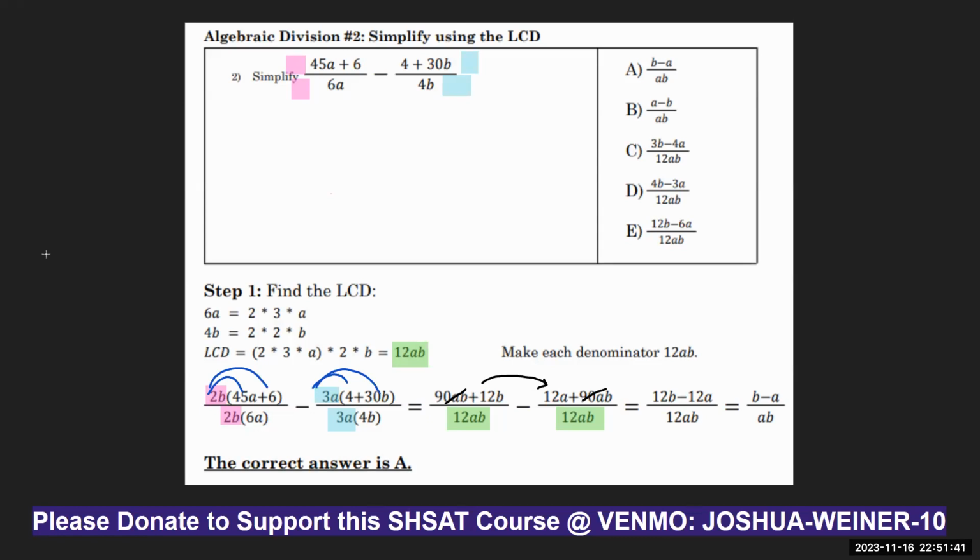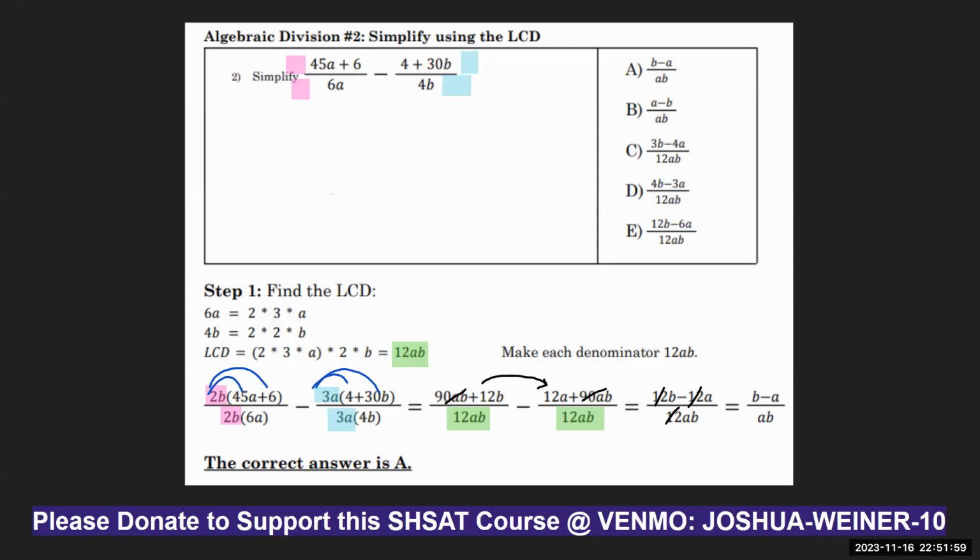Everything's divisible by 12. So we cancel the 12s. 12 divided by 12 is 1. And also for the second term, 12 divided by 12 is 1. So we're left with b minus a over ab, and the correct answer was A. A is correct.